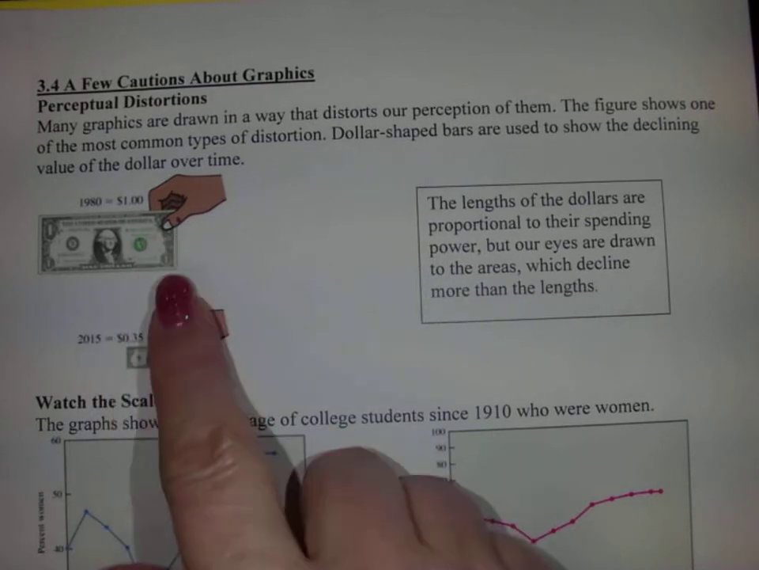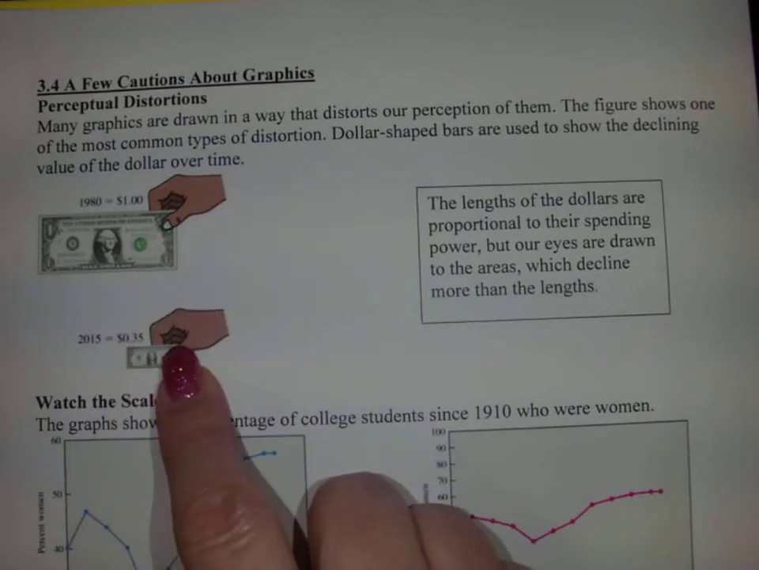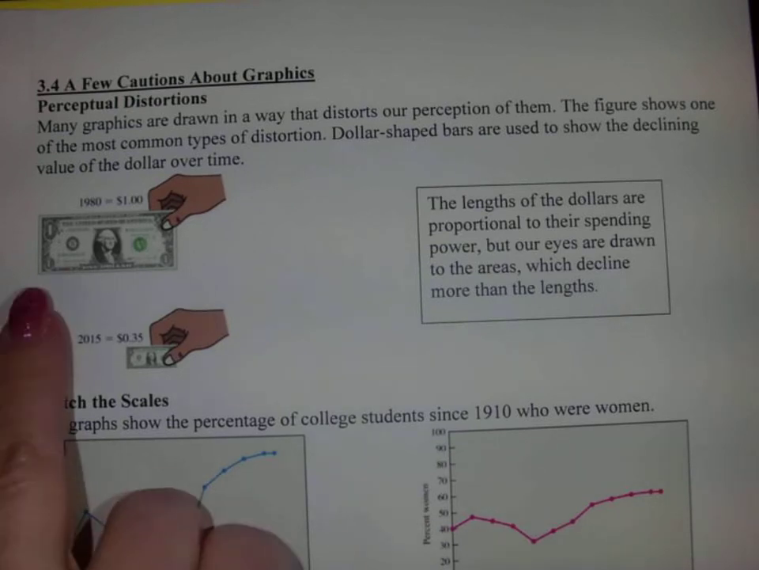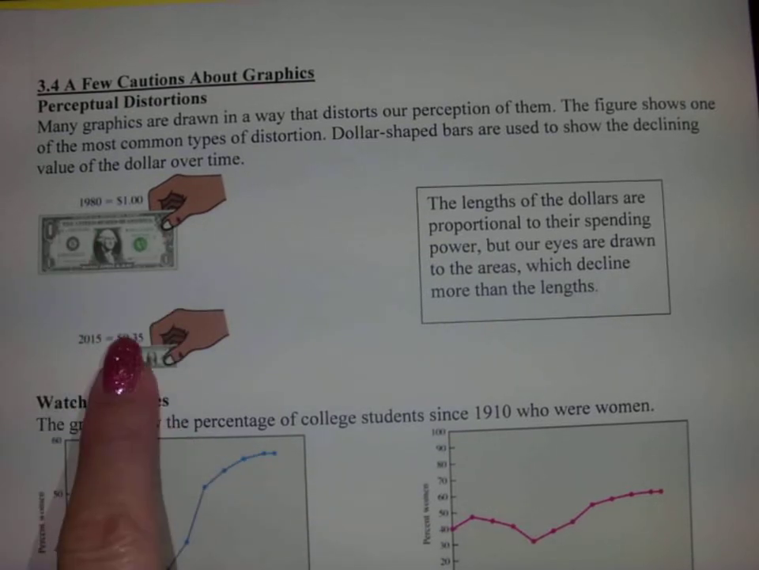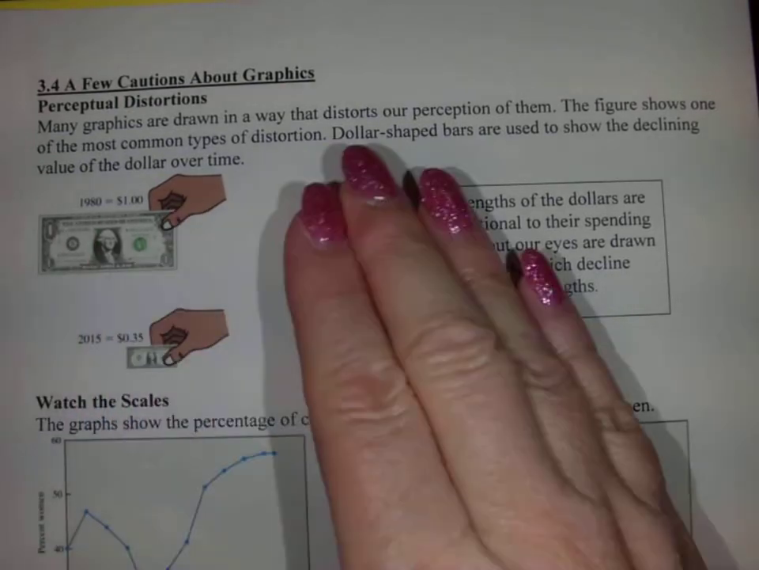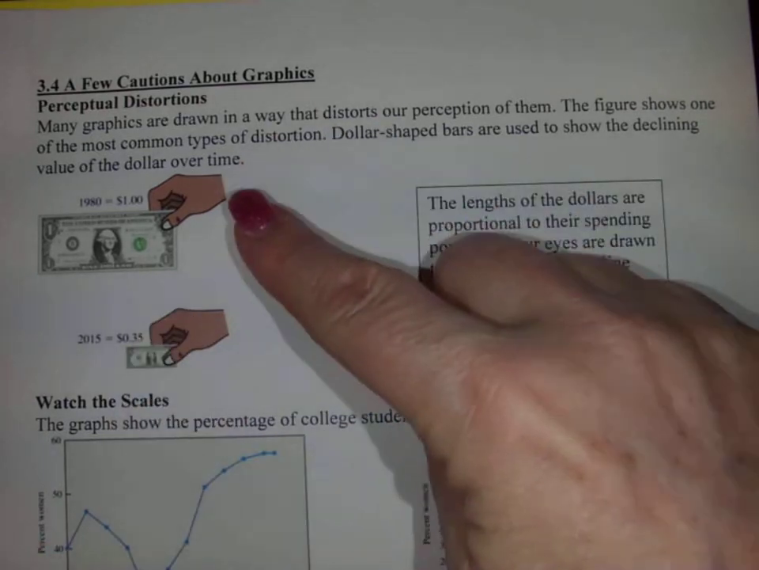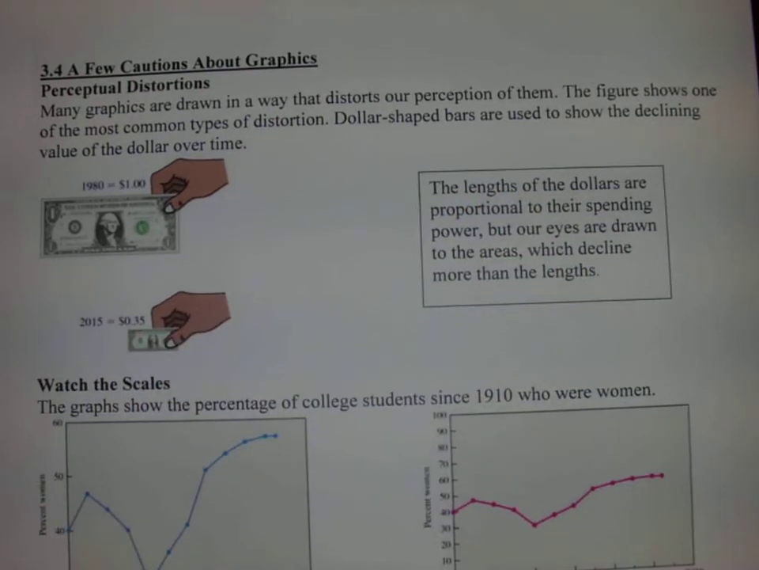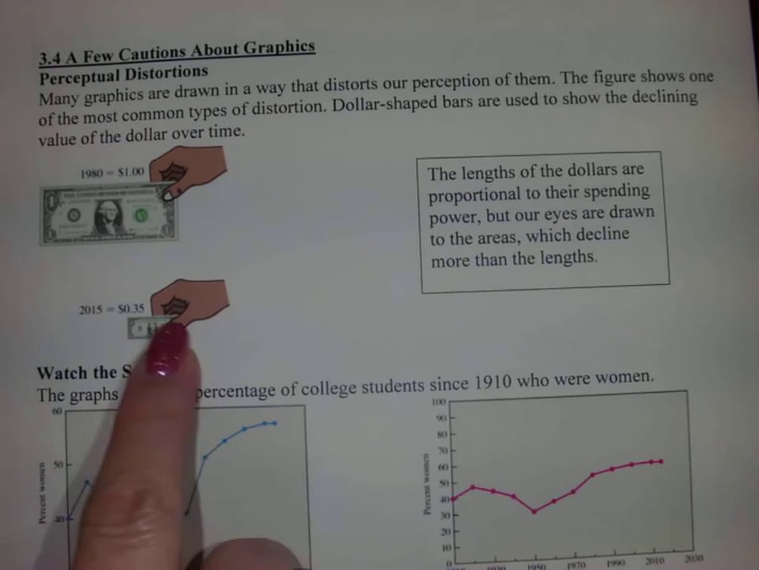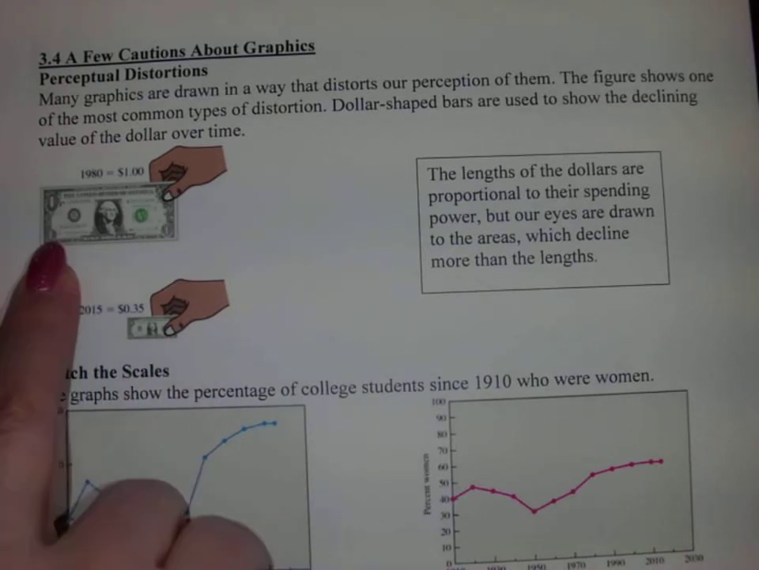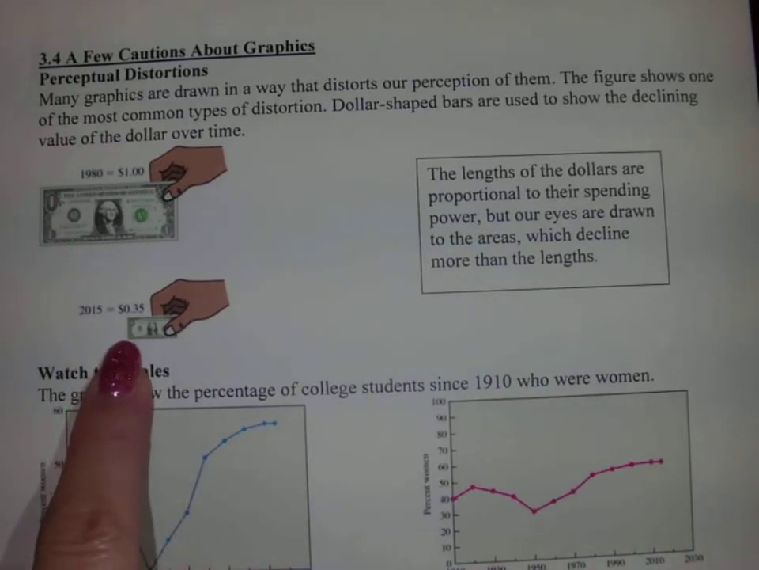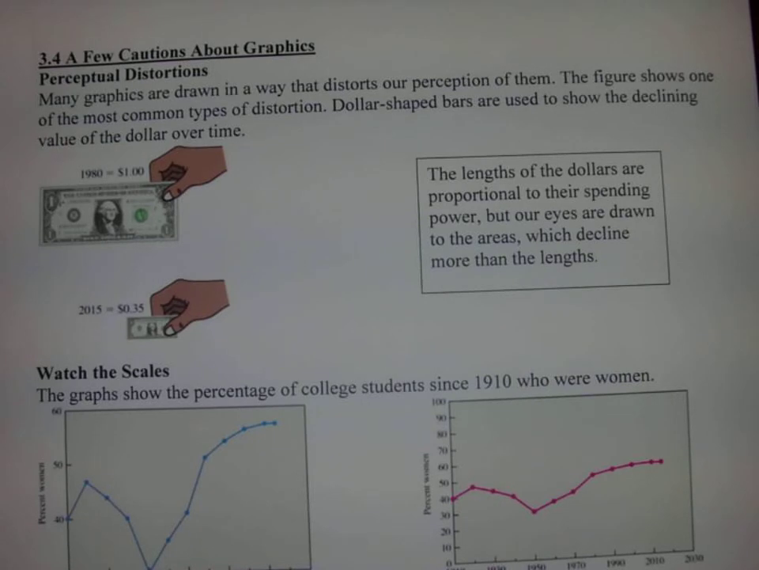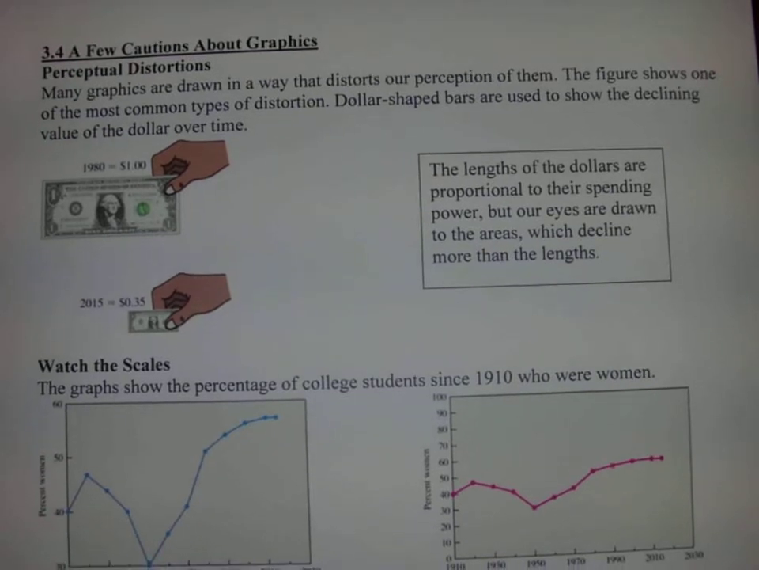In this case, the dollar-shaped bars are used to show the declining value of the dollar over time. The problem is that it's got an area on it. It's not just a line, and so it makes it look even bigger than it is. Not just the length, but the size on the side gets smaller as well. So it's more of an area that's shrunk instead of the length of it.